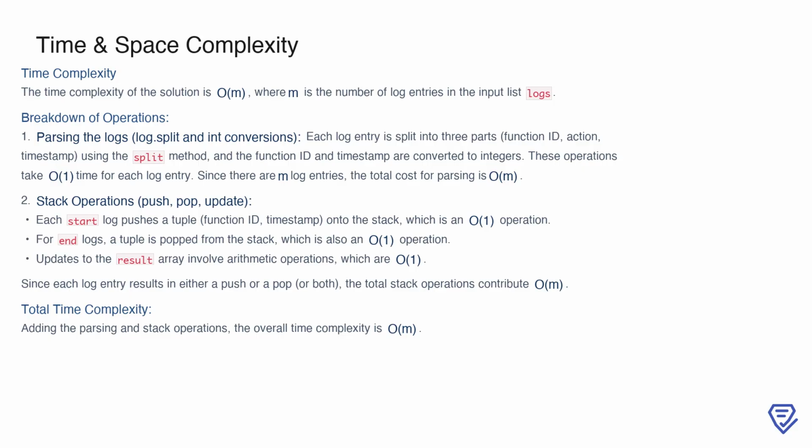Next, we have the stack operations. For each start log, we push a tuple containing the function ID and timestamp onto the stack, which is an O(1) operation. For each end log, we pop a tuple off the stack, which is also O(1). In addition, updating the result array for a function's execution time involves simple arithmetic operations, also performed in constant time. Since every log entry results in at least one stack operation, the total contribution from stack operations is O(m). By combining the parsing and stack operations, the overall time complexity of the solution becomes O(m).